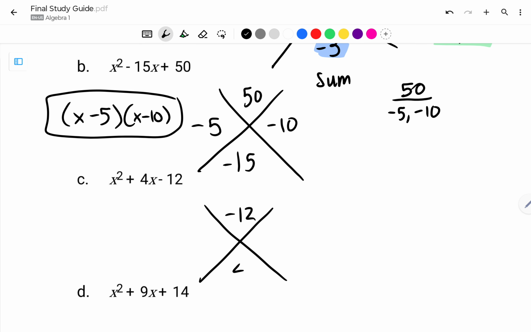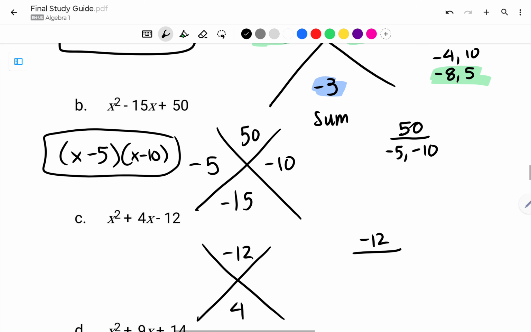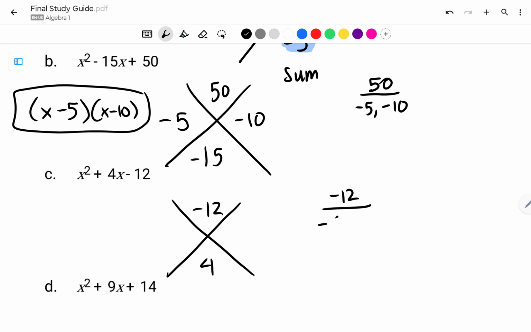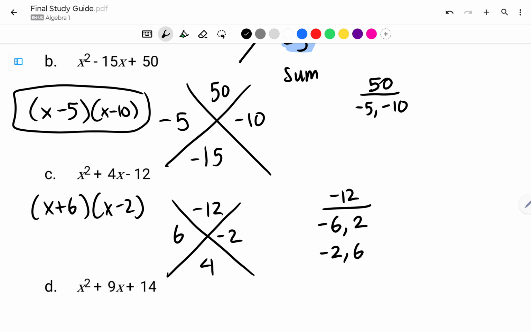Negative 12 for, let's see, negative 12. What are some factors of negative 12 that add up to 4? I'm thinking 6 and 2, right? Negative 6 and positive 2. That gets you negative 12, but then if you add them, that gets you negative 4. So maybe it's the other way around. Maybe it's negative 2 and positive 6, right? And yeah, that makes sense. So our factors are going to be x plus 6, x minus 2.